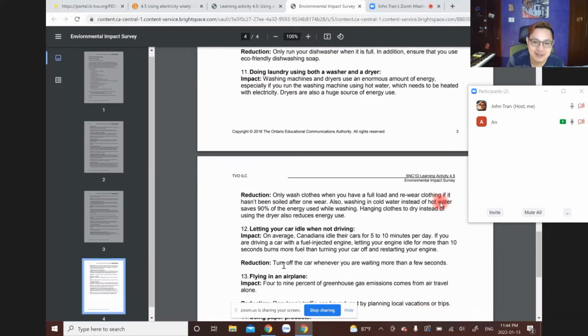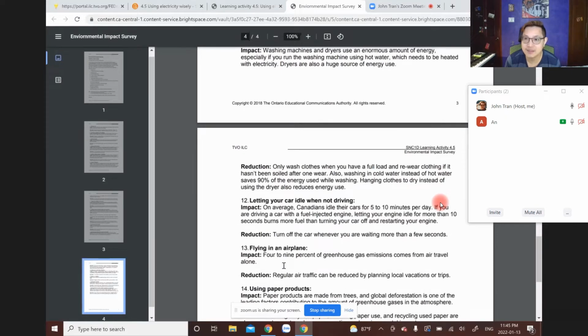Letting your car idle when not driving. It's basically like if your motorbike is still on when you stop. Of course, it still consumes some energy too. So idle the car 5 to 10 minutes per day. If you drive a car with a fuel-injected engine, letting the engine idle for more than 10 seconds burns more fuel than turning your car off and restarting your engine.